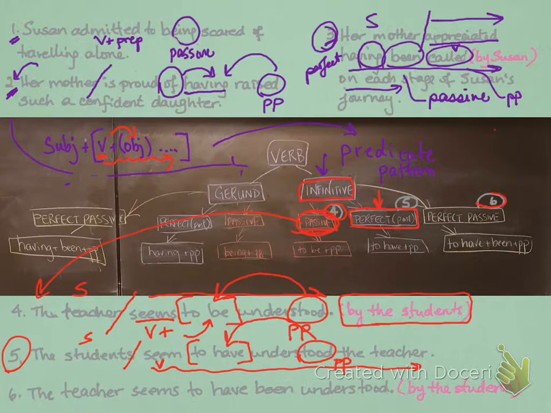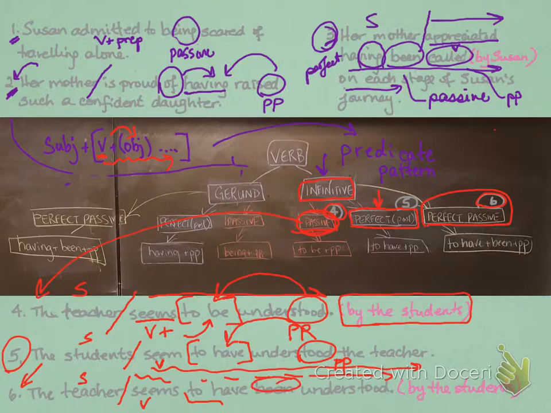Our last one, number 6, talks about an example of the perfect passive infinitive. So let's look at number 6 down here. The teacher seems to have been understood. Okay, there's that subject. We know that the rest of this, all the way to the end, is our predicate phrase. The verb seems is followed by the infinitive. So we're going to follow it with to have. And we also want to follow it with a passive.